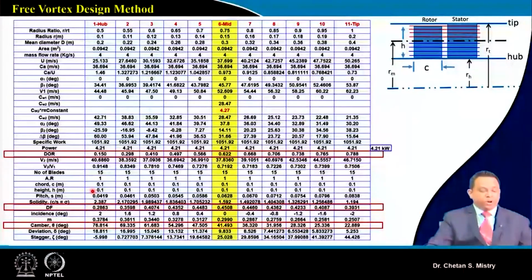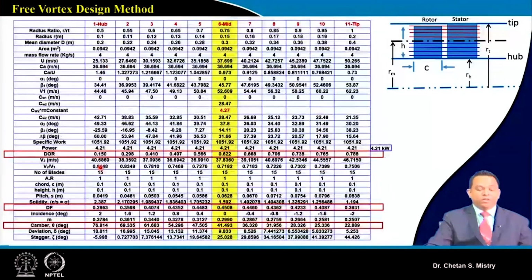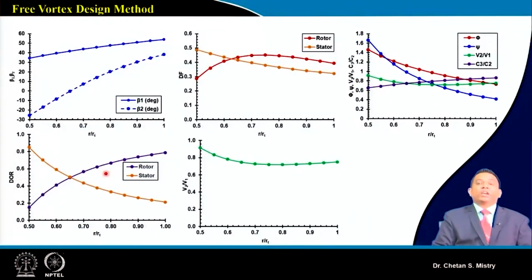Now if you compare in terms of numbers, my degree of reaction, as we have discussed, for the stator is coming 0.85 at the hub, and here it is coming 0.15. Okay. So let's check what we have seen in terms of variation of our angle. Here in this case, this plot represents how my diffusion factor varies. Earlier we did our calculation for the rotor, and here this represents my diffusion factor for the stator.